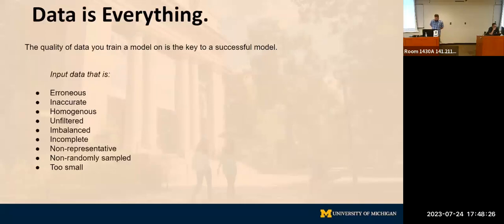Any input data that you provide that is erroneous, inaccurate, homogeneous, unfiltered, imbalanced, incomplete, non-representative, non-randomly sampled, or too small will have problems. So anytime you see in the news that this generative AI, this deep learning algorithm, has shown bias, one example is that I found that whenever I typed AI into Midjourney, it always showed women for some reason. Men and women seem to be the representation of AI, which I find really interesting. It's odd, right? Similarly, if you type the word professor, it's usually older men, which is also not very representative. But it learns from the existing corpus that it was trained upon, right? So it means that all the images out there tend to represent that.